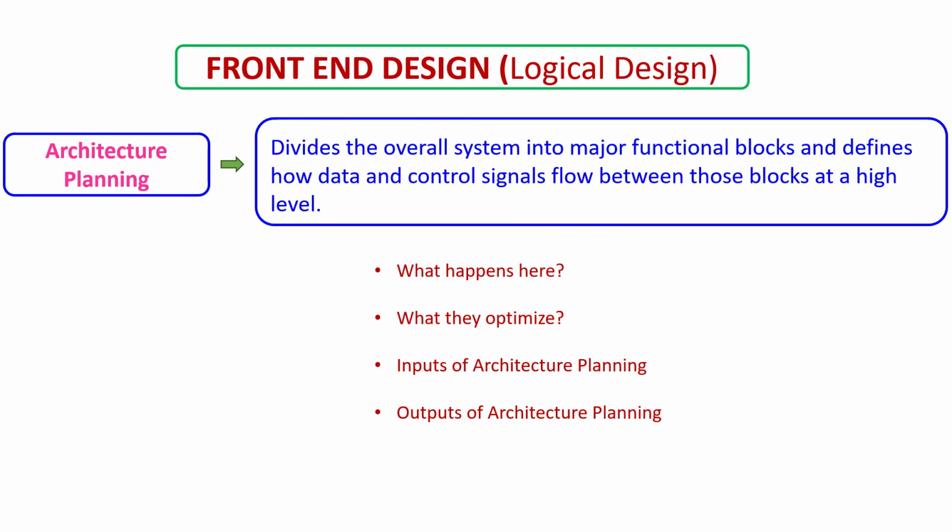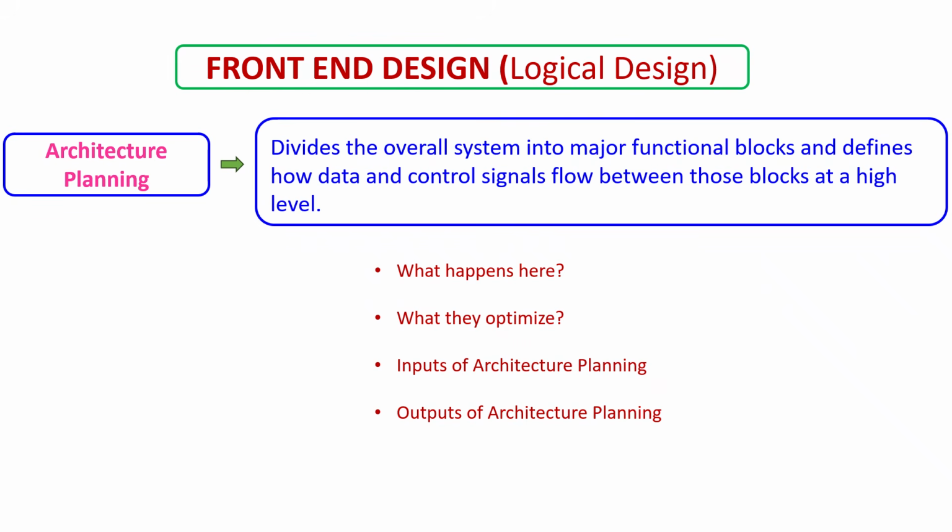The next stage is architecture planning. This is the blueprint of the chip. In this stage, it divides the overall system into major functional blocks and defines how data and control signals flow between those blocks at a high level.